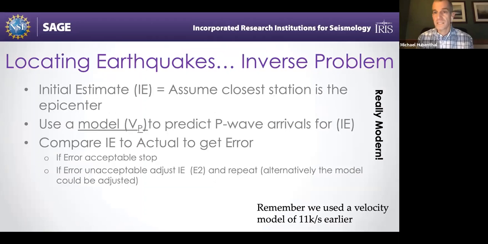Same basic idea. We're going to use a computer and we're going to predict when the seismic energy should arrive at all of those stations, if the source of that energy was that closest station. And when we compare the predicted values to the actual values, we're going to get an error. If that error is acceptable, we're going to tell the computer to stop running. And that's the location. However, if the error is unacceptable, we're going to tell the computer to adjust its location using some parameters, and then repeat it. So move it in a direction that's likely to give you a lower error, and repeat the process.